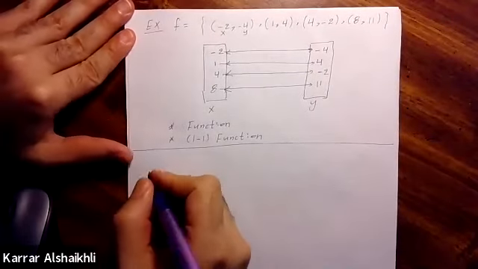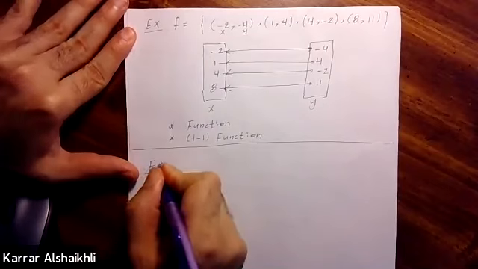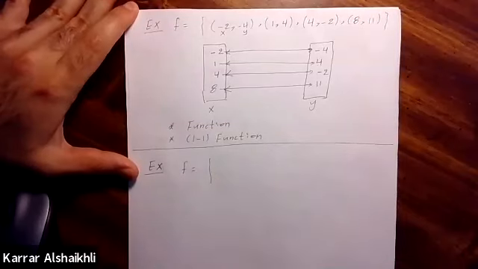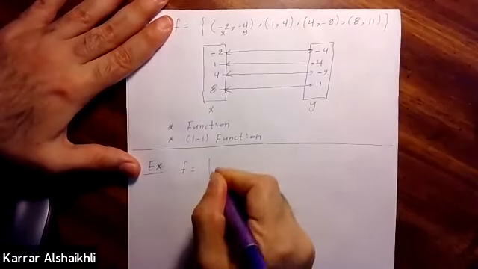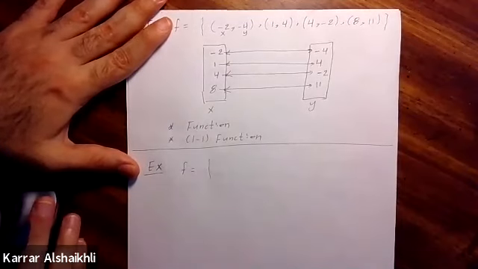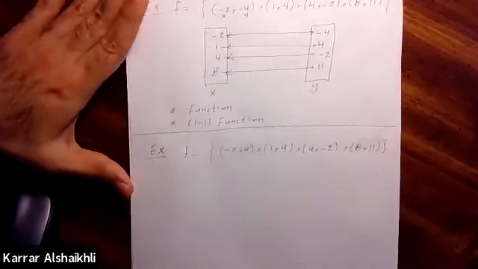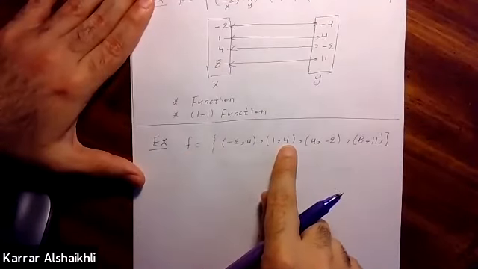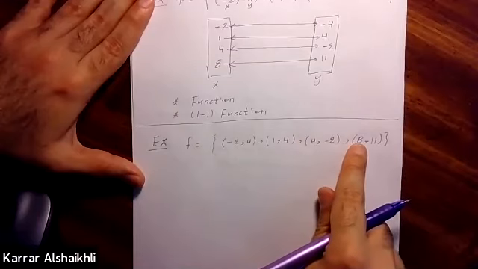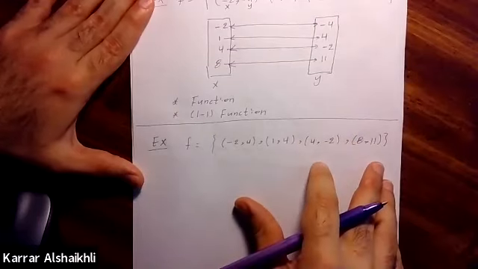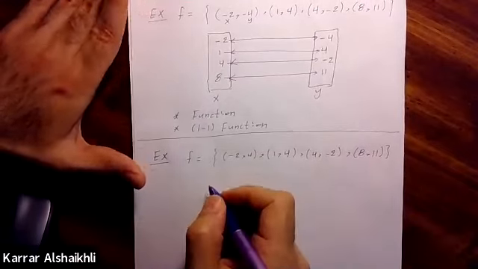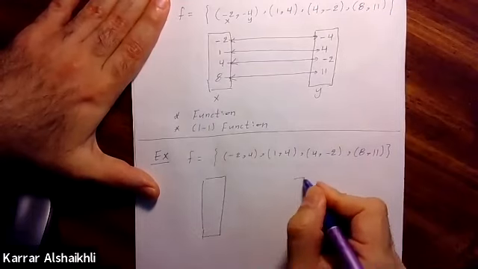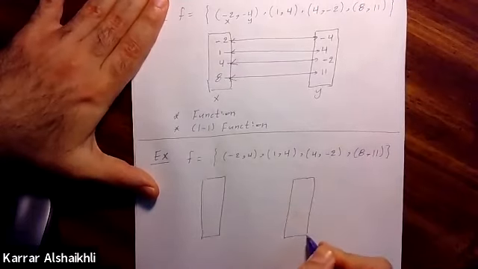So let's do another example, the same one, but with a little bit of change. Here's f equal, here's the example. F is -2 and 4, 1 and 4, 4 and -2, 8 and 11. Let's check if this one is a one-to-one function or not. So the easiest way, again, we're going to graph two columns. Do not repeat the number.